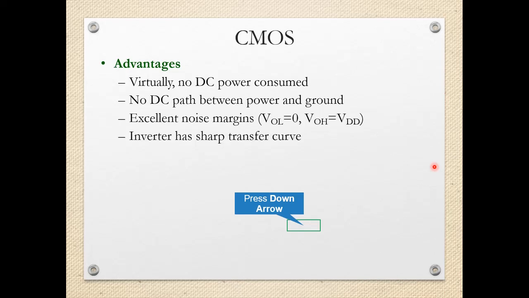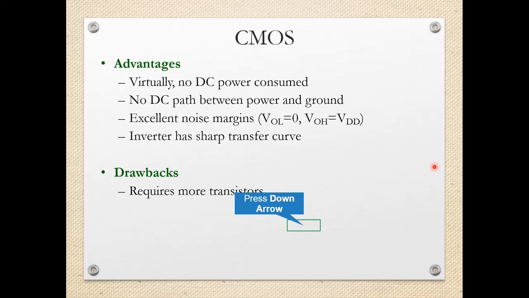Then the inverter has a sharp transfer curve. So this complementary device which we have seen, which is a combination of one P MOSFET and one N MOSFET, has a sharp transfer curve. We'll see some drawbacks also.